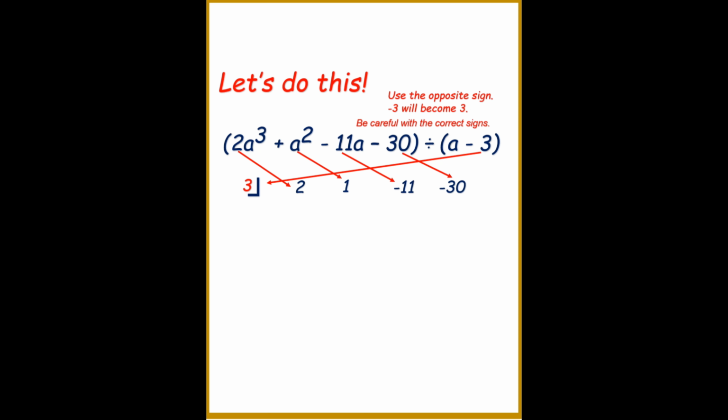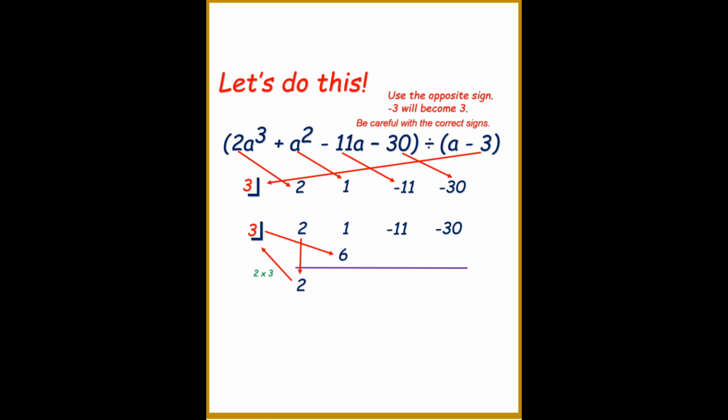What is the next step? Let's copy all of the numbers: 2, 1, -11, -30. What is the next step? Yes, you write a line there, and put number 2 down. What's the next step? Multiply 2 times 3. You got it, so 2 times 3. And where are we going to put the answer? Below number 1. So the answer is +6.